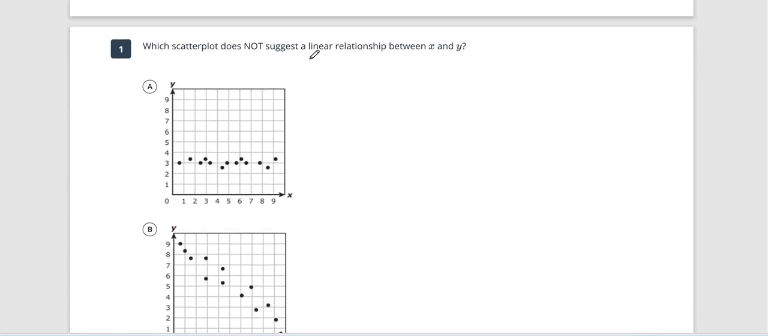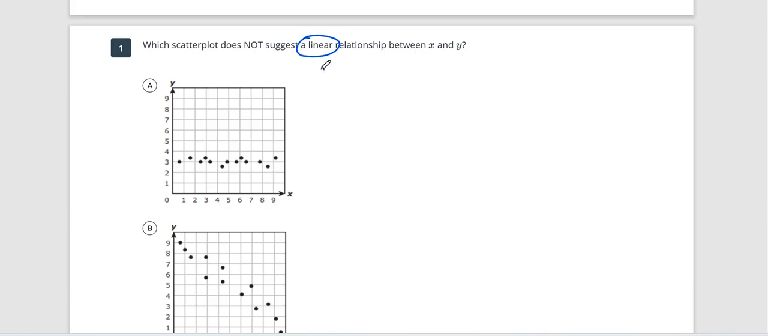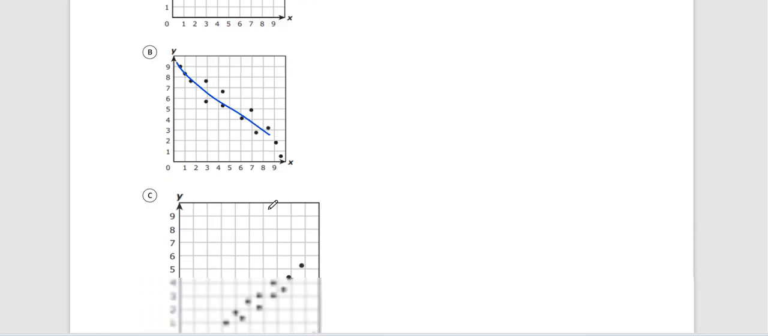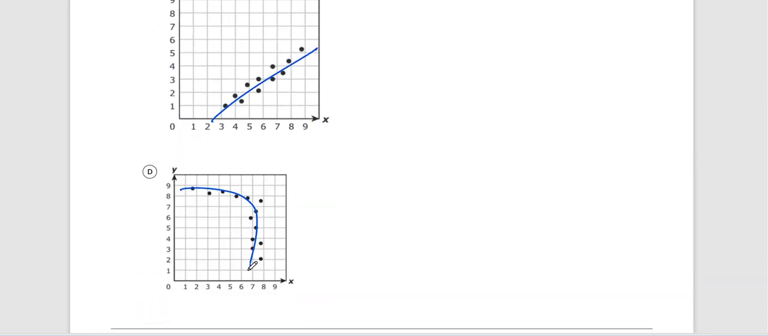Which scatter plot pattern does not suggest a linear relationship? Linear is a straight line. Which one's not straight, basically? Not straight. Straight, straight, straight. This one has a little curve in it.